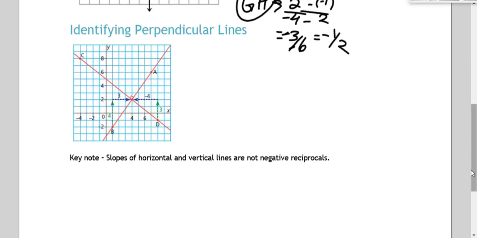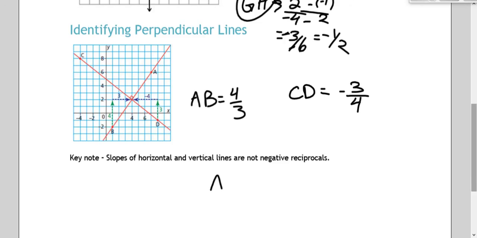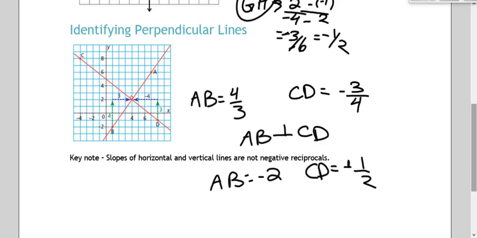Perpendicular lines have slopes that are negative reciprocals. So if I had a slope here, let's say AB slope is 4/3. That means CD slope is the negative reciprocal, so the negative flip of it. And we can see that in the picture here, and that'll always work. So if I had, instead that AB was equal to -2 slope, CD would be equal to positive 1/2. And then the way that we say this is that AB is perpendicular to CD.